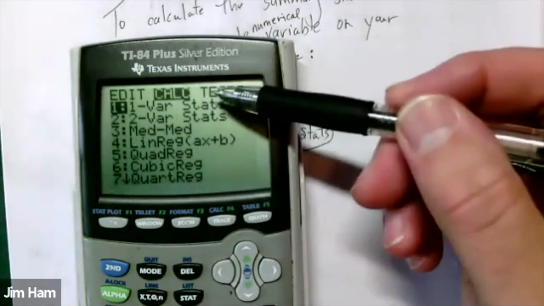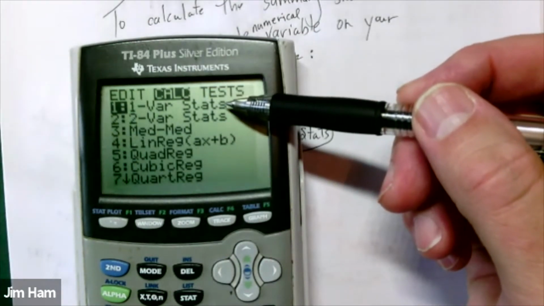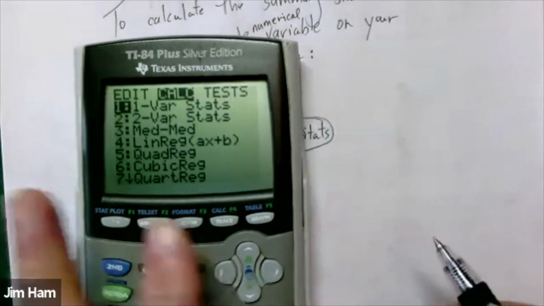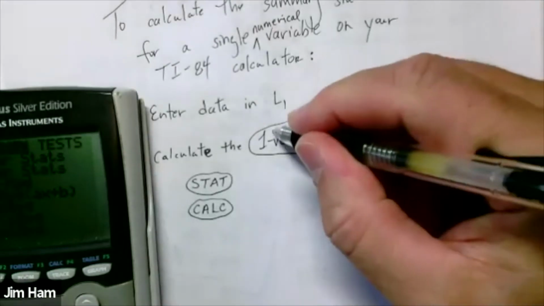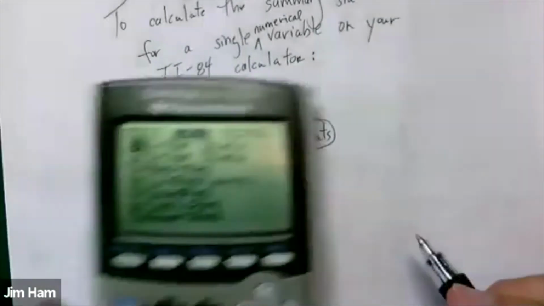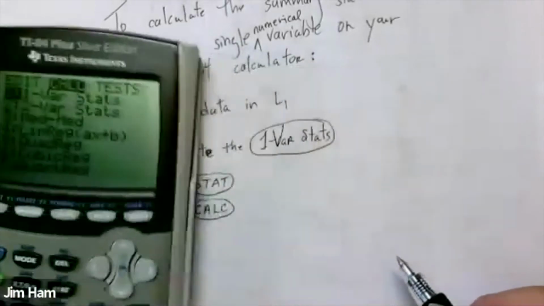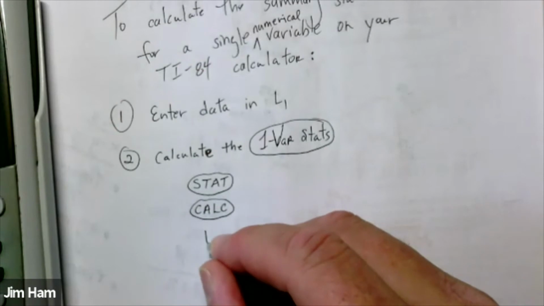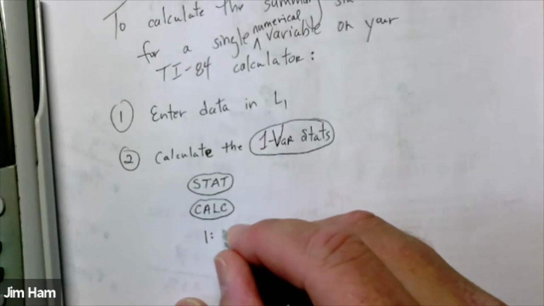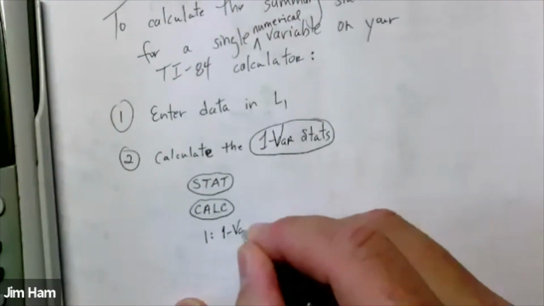But we want to calculate the single variable statistics. It's one variable statistics; it's capitalized like this, but other than that, it's option number 1. So in the calculate menu, select option number 1, which is the one variable statistics.